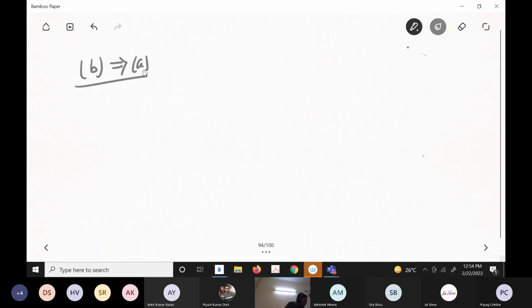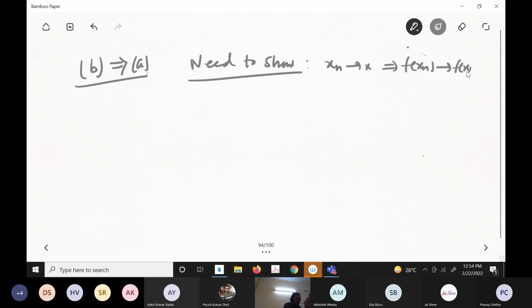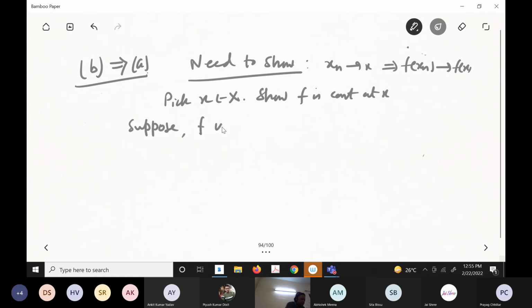B implies A. Now look, we have to show f is continuous, but since I have first countable spaces, I can use a sequential characterization of continuity. We need to show xn goes to x implies f(xn) goes to f(x). Or I can show directly, pick any point x and use the definition, that f is continuous at x. Suppose, if possible, f is not continuous at x.